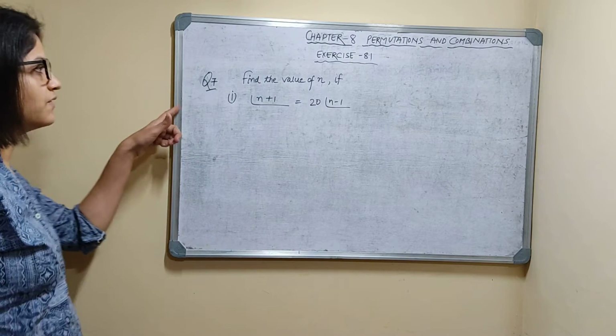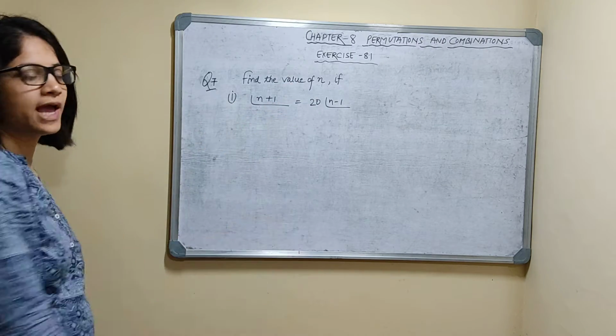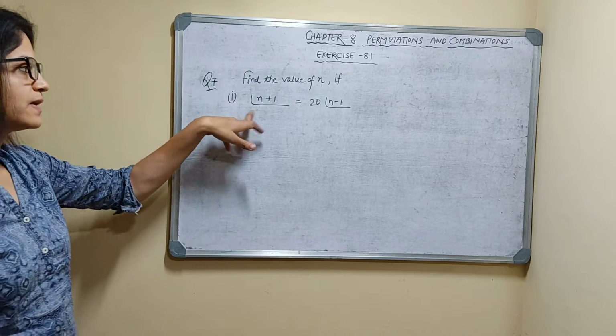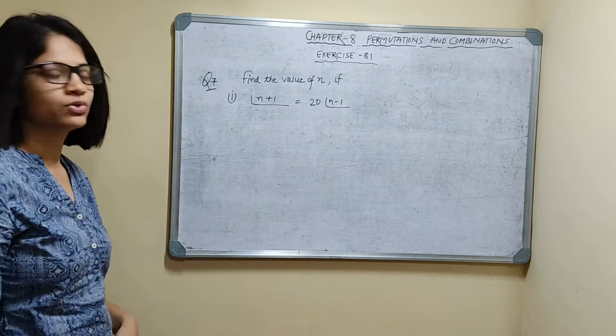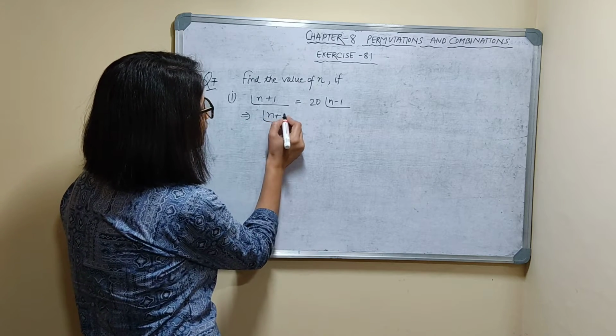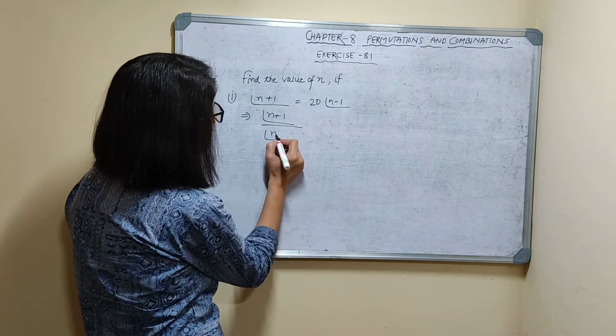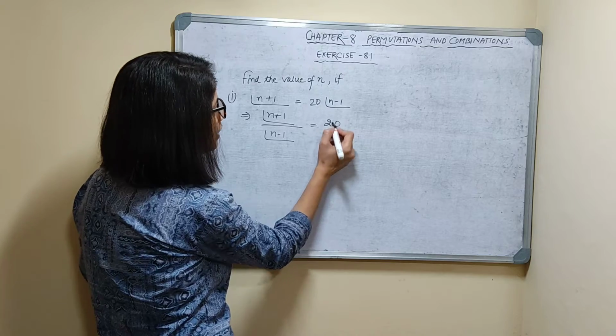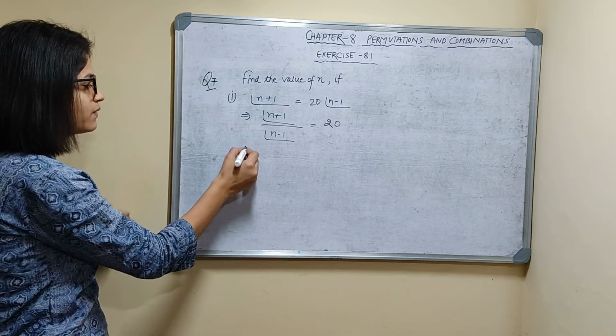Question number 7, first part. Find the value of n if factorial of (n+1) is equal to 20 into factorial of (n-1). So I can write factorial of (n+1) upon factorial of (n-1) is equal to 20. Factorial of n plus 1, what can I write?